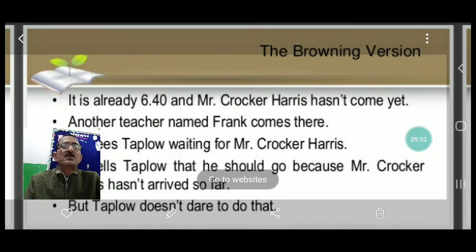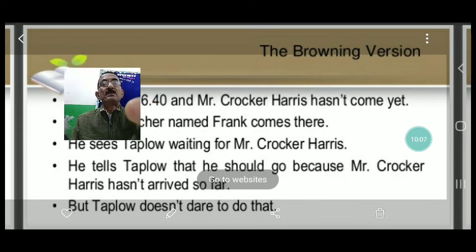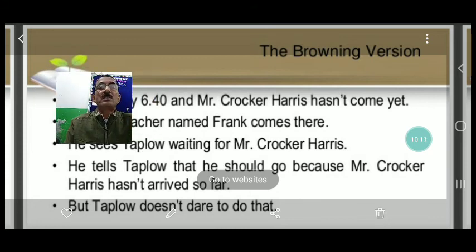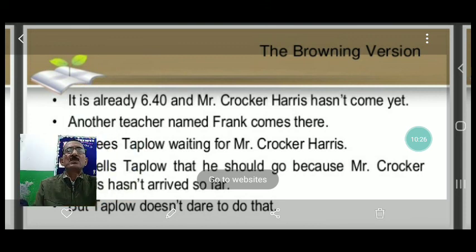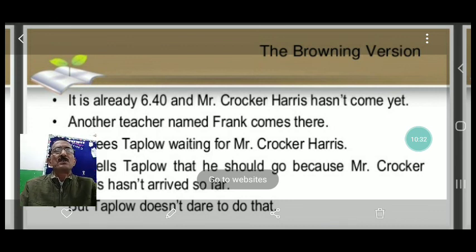It is already 6:40 and Mr. Crocker Harris has not come yet. He becomes worried. Another teacher named Frank comes here and sees Taplow waiting for Mr. Crocker Harris. He tells Taplow that he should go because Mr. Crocker Harris has not arrived so far. But Taplow does not dare to do that because he has great respect and he knows that his teacher is a man of his word, and how can he disobey his teacher, so he wants to wait for him there.